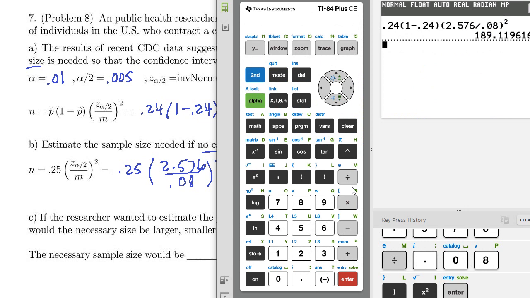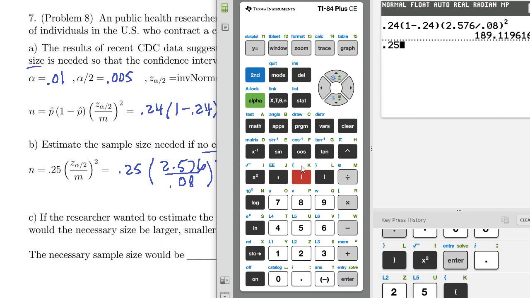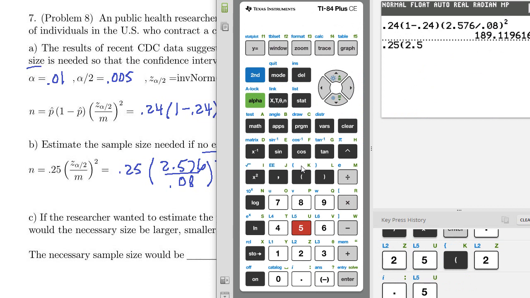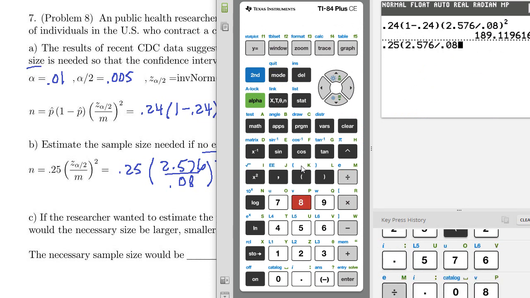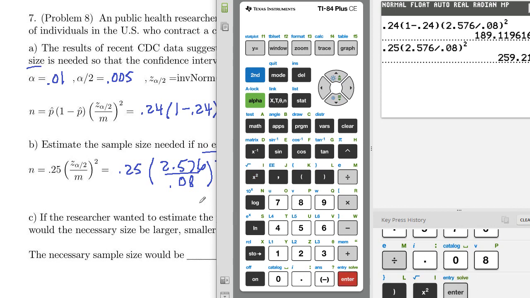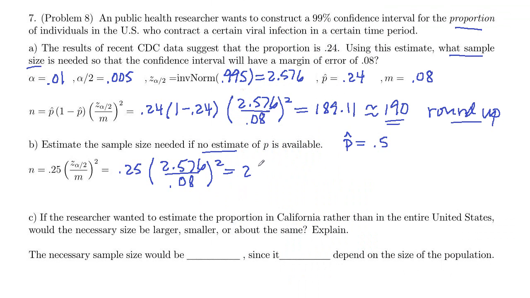So let's compute that. So 0.25 parentheses 2.576 divided by 0.08, close it up and square it and enter. 259.2. And you always round up. So this will be 260. So notice larger sample size. This is a more conservative estimate. They're saying, hey, take a larger sample size because we don't know for sure. Again, always round up on sample size.